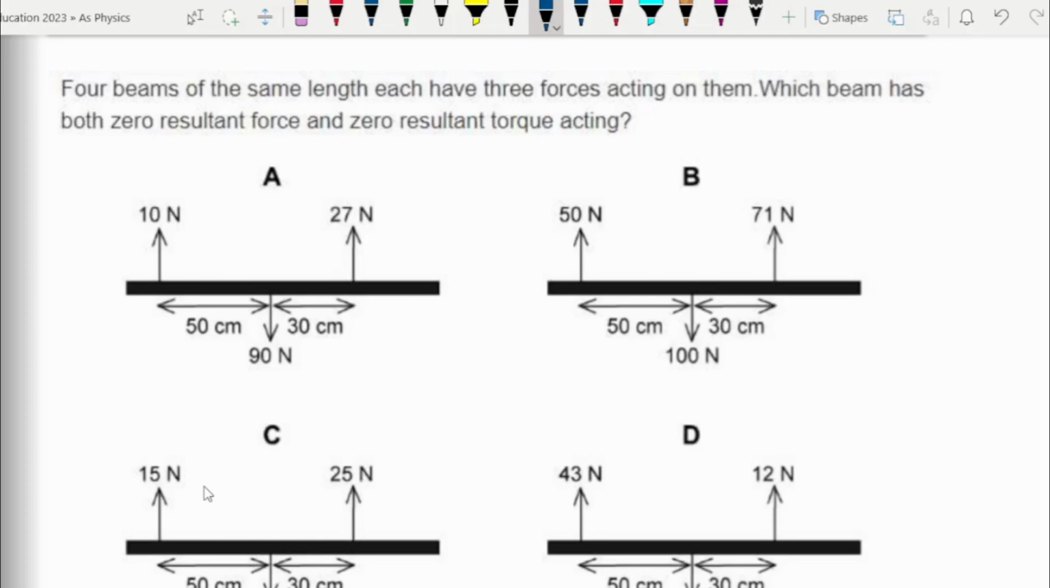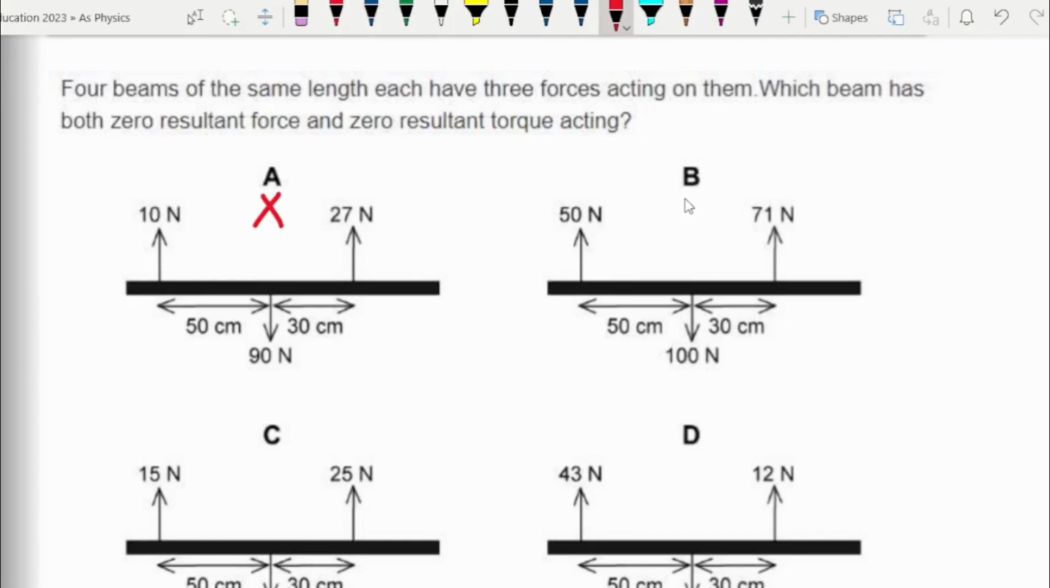So first of all, we can find out which one of these options have 0 resultant force. So let us start off with the first one. The total force upward is 10 plus 27, which is 37. But the force downward is not 37. So upward force is 37, downward force is 90. They are not equal, so the resultant force is not 0. So it can't be A. We can throw it out the window.